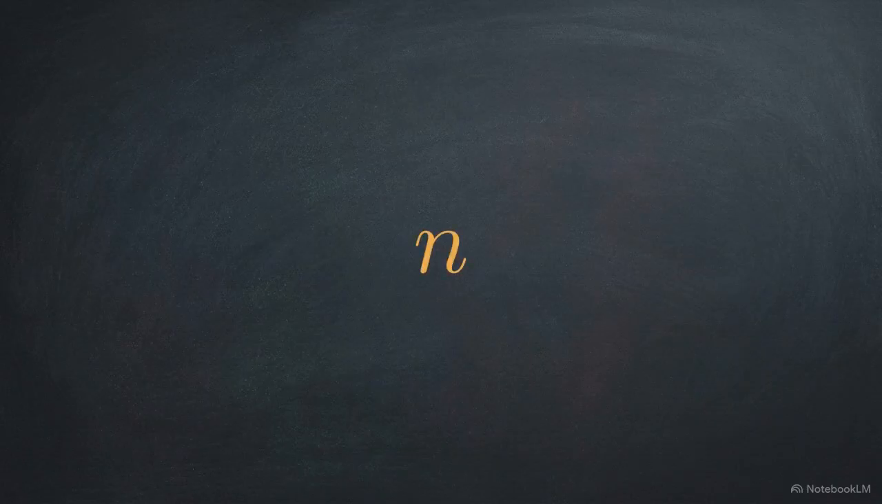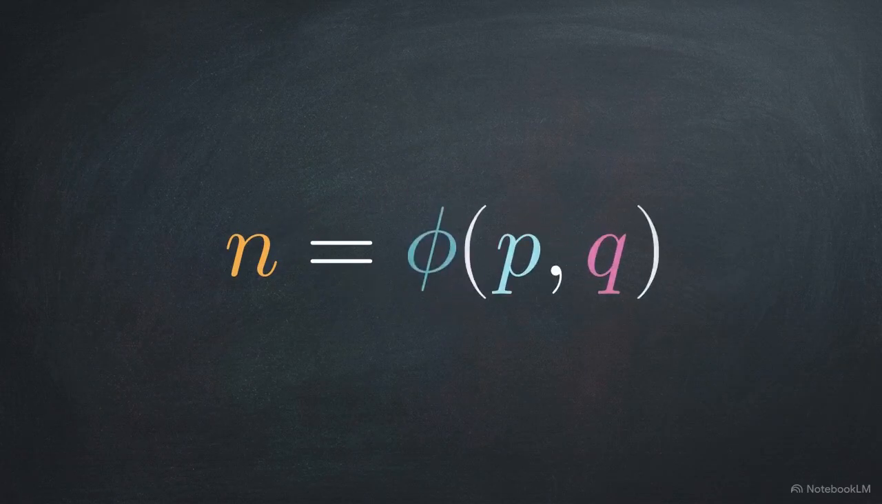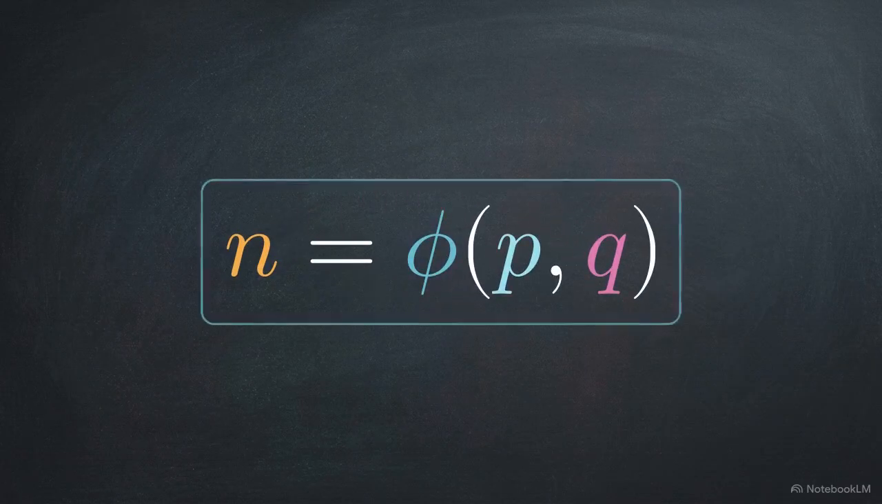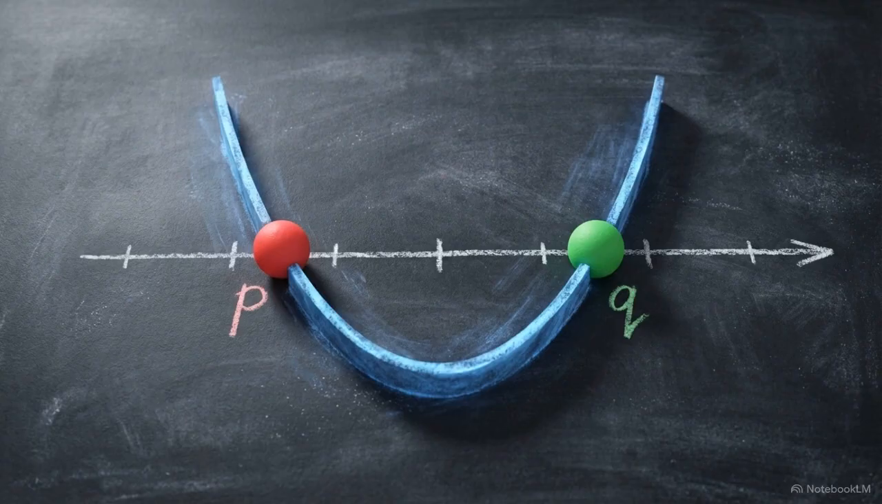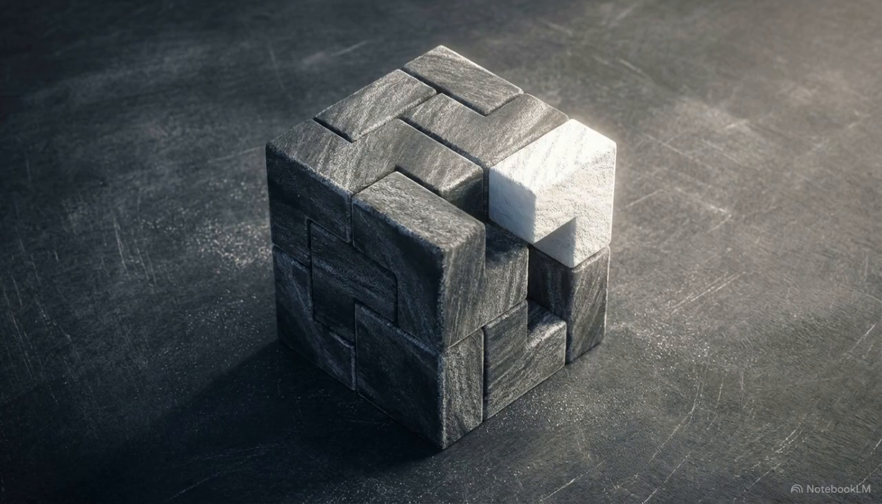If the target number n is composite, it can be defined as a specific function of two factors, which we denote as phi of p and q. This relationship allows us to isolate those factors, p and q, by solving for the integer roots of a derived quadratic equation. Factorization is no longer an open-ended counting exercise. It is a structured algebraic puzzle with a finite solution.